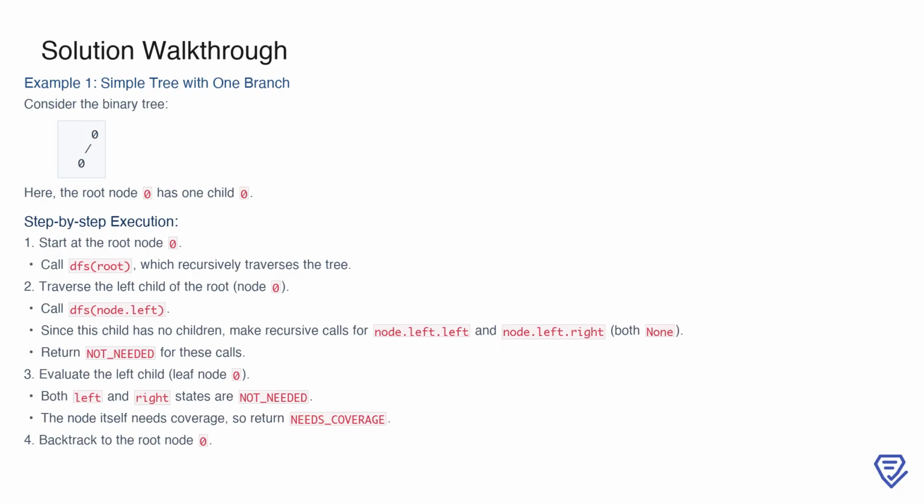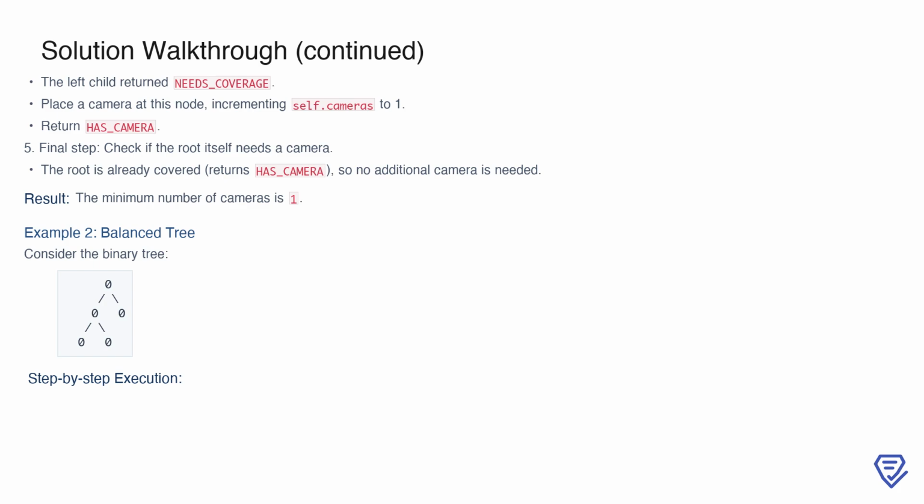Now, because this leaf node itself is not covered by any camera, it returns needs_coverage. At this point, we backtrack to the root node to evaluate its state based on its child's return value. The left child of the root returned needs_coverage, indicating it requires coverage. To address this, we place a camera at the left child node, incrementing the self.camera's counter to 1. By placing the camera here, this node is now covered and returns has_camera.